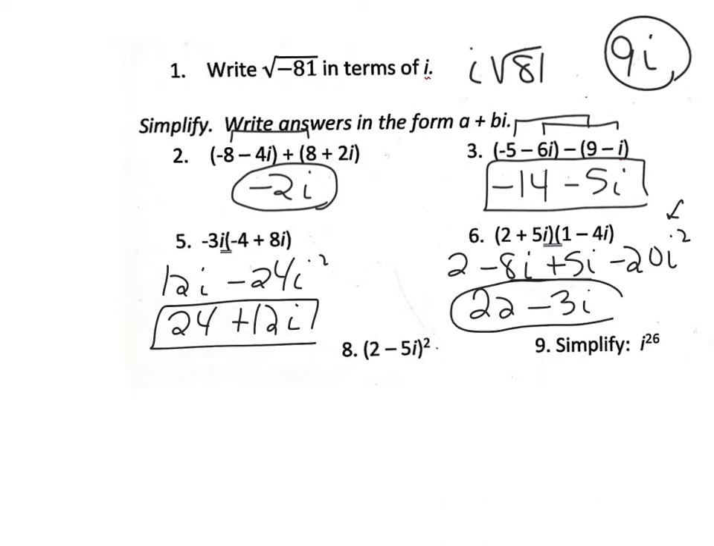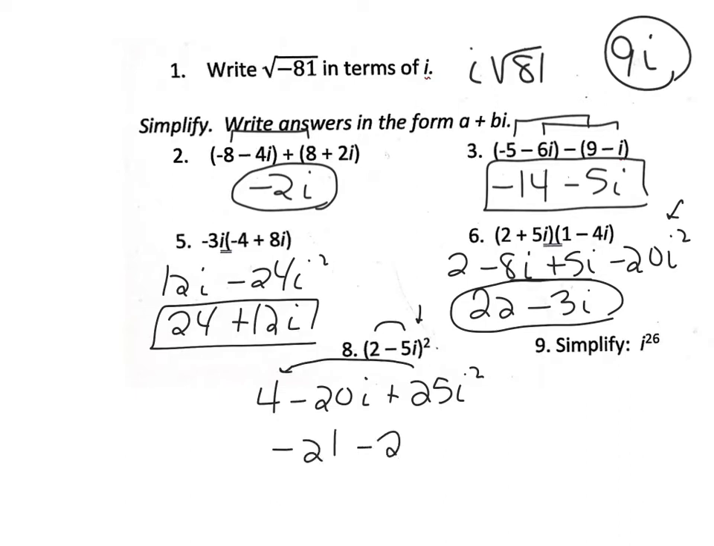And there you go. Number 8, you're squaring a binomial. Remember, you square, multiply, double, square. If you square 2, it's 4. If you multiply these two together, you get negative 10i. If you double, you get negative 20i. And then I'm going to square the second term. When you square something, it's always plus 25i squared. i squared makes it negative 25. So I'm going to do 4 minus the 25, which is negative 21, minus the 20i that's already there. And that's that one.